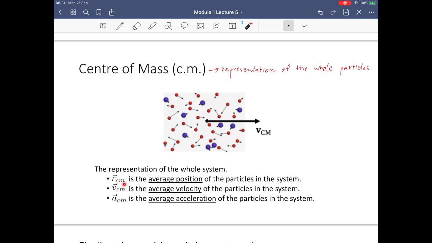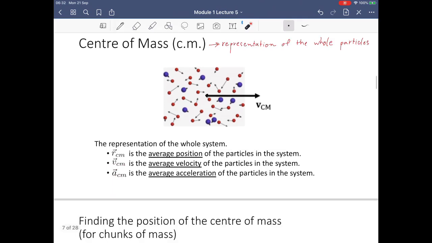And so we will use the notation RCM to represent the average position or the position of the center of mass of the whole particles in the system. VCM is the notation for the average velocity or the velocity of the center of mass, and ACM is the average acceleration or the acceleration of the center of mass. Okay. Now, the next question surely is, how can we find RCM, VCM, and ACM, which is the average of the whole thing?